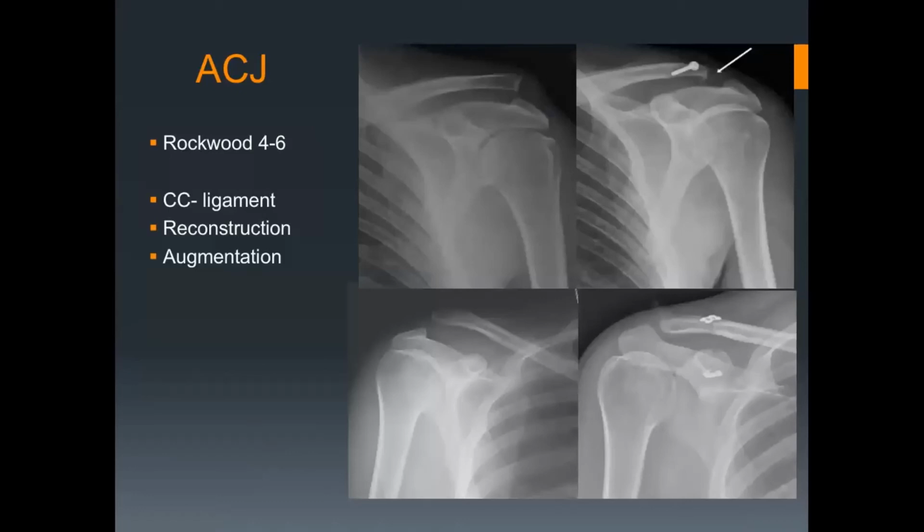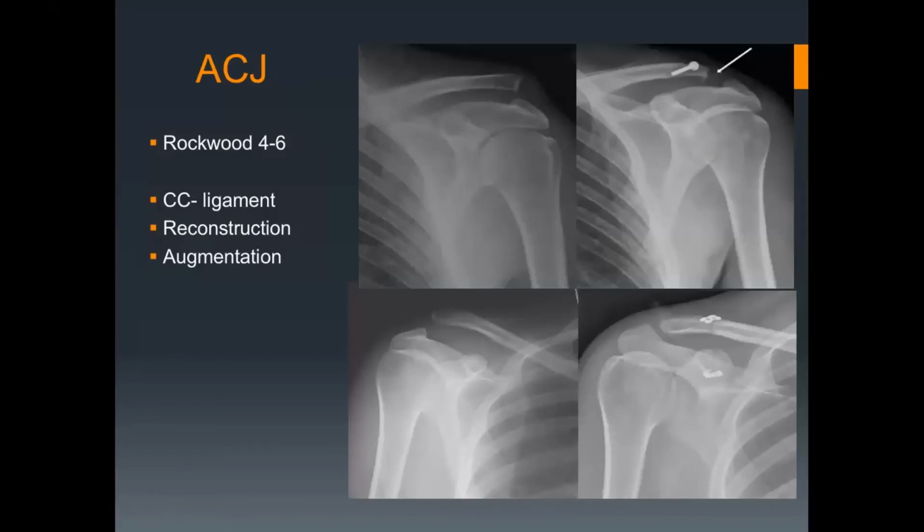So moving on to the ACJ. Often the lower grade AC joint injuries can be managed conservatively, and there is some debate about this, but broadly speaking, higher grade Rockwood classification injuries, grades 4 to 6, can be managed operatively.